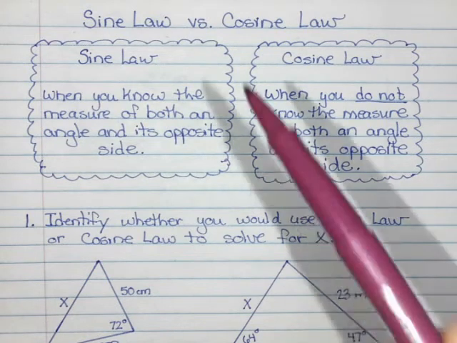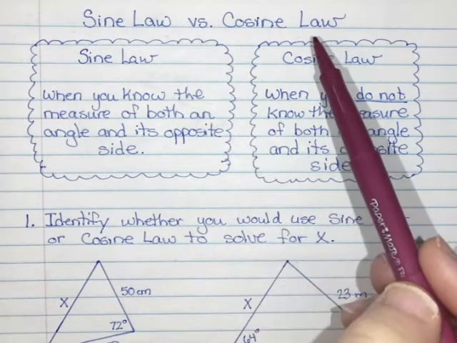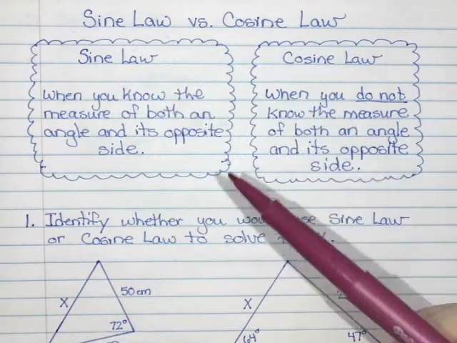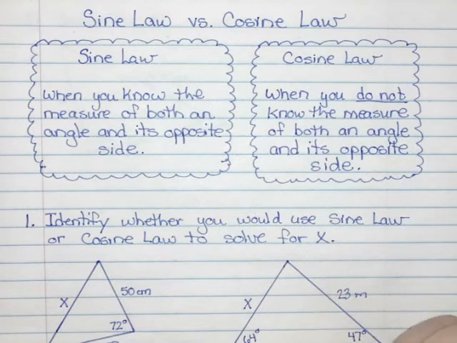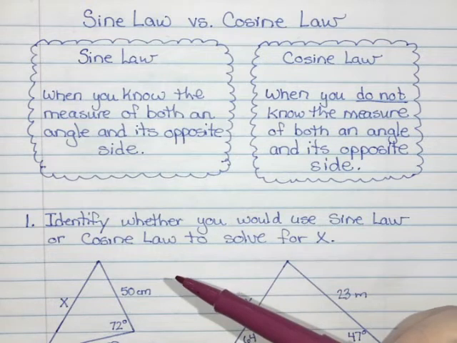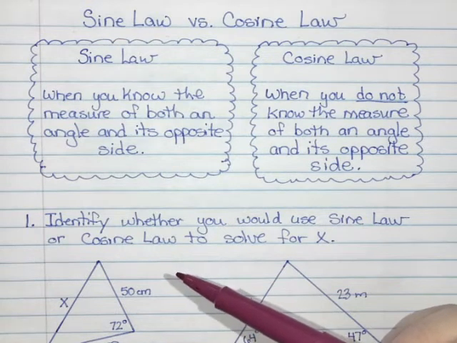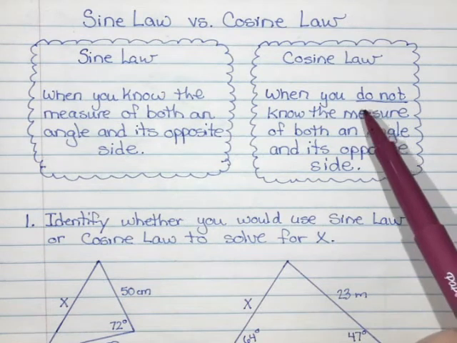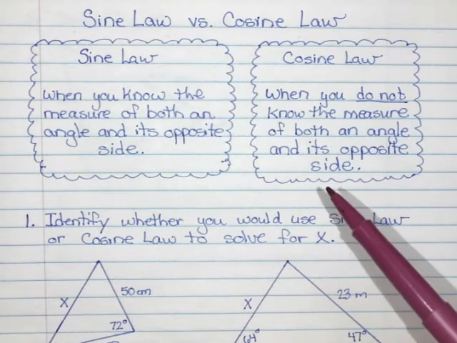Today we're going to talk about sine law versus cosine law. So far up to this point, we have looked at Pythagorean theorem. We've looked at the sine, cos, and tan ratios, sine law, and cosine law. Pythagorean theorem only works for right angle triangles. And the sine, cos, and tan ratios, otherwise known as SOHCAHTOA, also only work for right angle triangles. But sine law and cosine law work for any type of triangle.